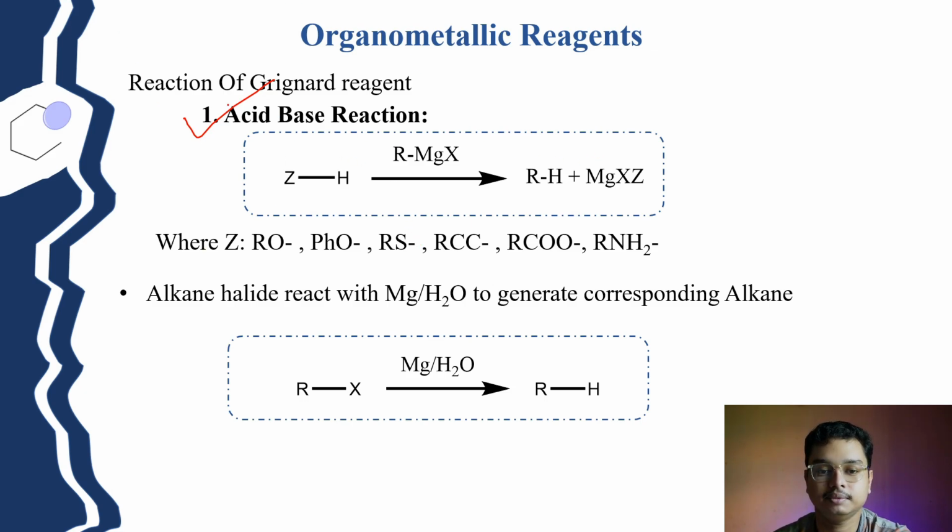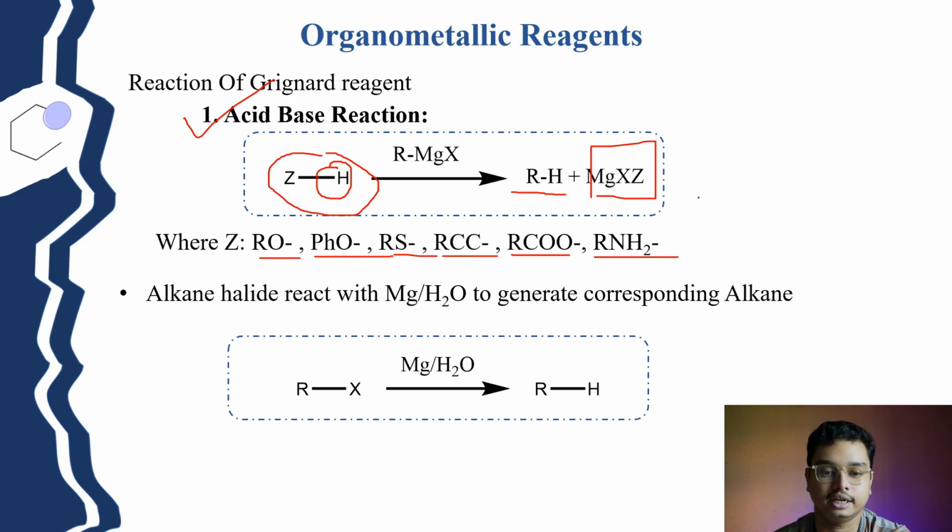In the case of acid-base reaction, if this type of system Z-H is there, where Z equals RO, PhO, RS, RC≡C, RCOO, RNH2, then this particular hydrogen is abstracted and it will generate the alkane and the corresponding residue. Also, alkyl halides react with magnesium and water to generate the corresponding alkanes. This is also a possible side reaction. If there is moisture present in the Grignard synthesis pathway, then this type of side reaction can be observed.